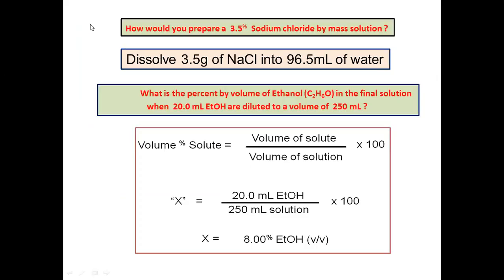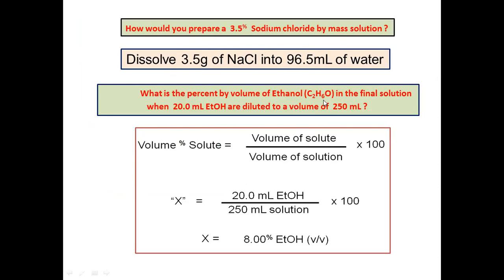Now this is the numerical based on percent solution. Percent solutions are expressed per 100. So when one has to prepare a 3.5 percent NaCl solution, we will dissolve 3.5 gram of NaCl in 96.5 ml of water. The overall mass will be 100 gram.